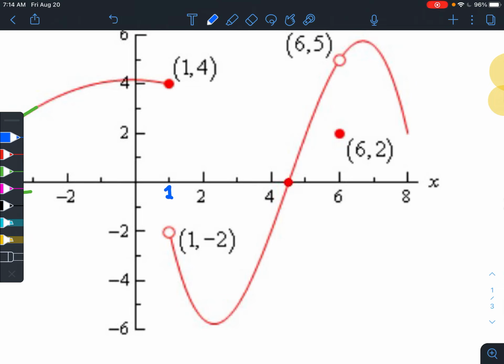Okay, now we do have a problem, though. As I come towards an x value of 1 from the left-hand side of my graph, I'm kind of cruising along here, and I'm getting pretty close to a 4, it looks like, in the y value.